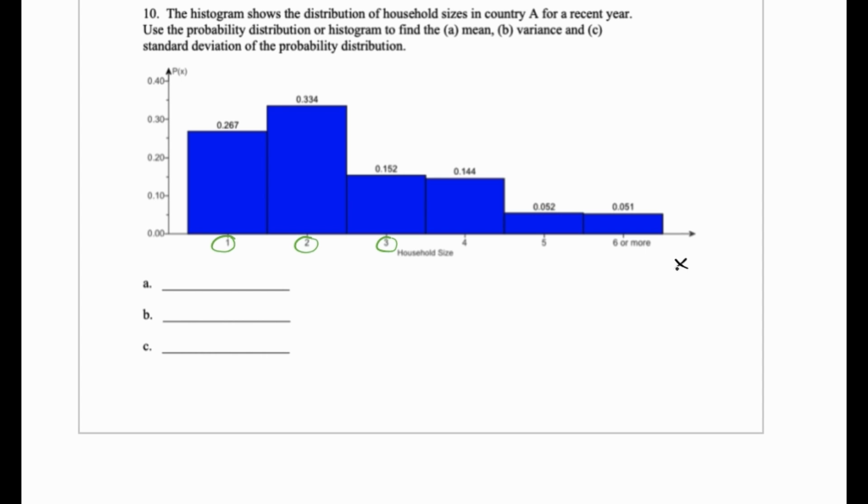So they could label that with an X. And then we have the heights of the bars being the probabilities now of finding a house with these number of occupants. So the most common household size is 2. That is 0.334 as a probability. That's 33% of houses in this country are having an occupancy size of 2.